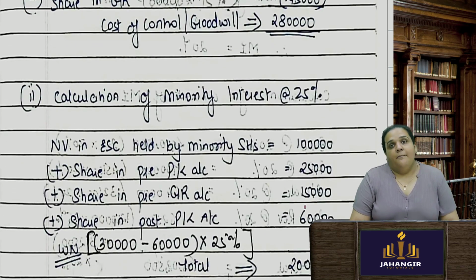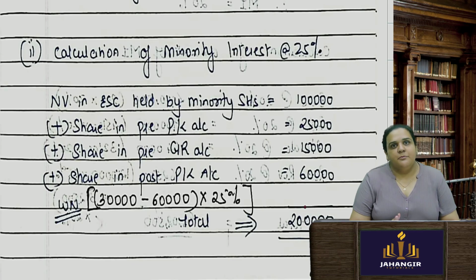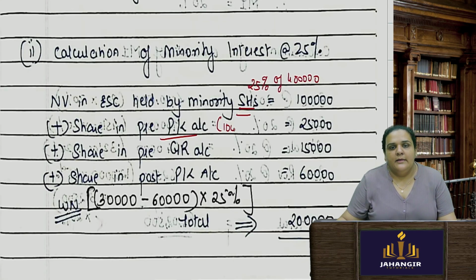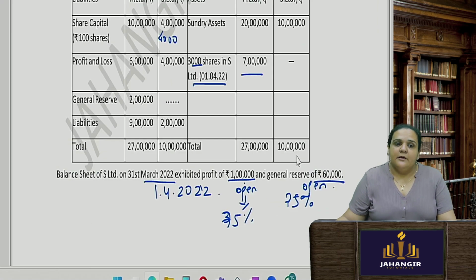Right? For minority interest 25%, both pre and post profit I will need. Correct? So equity share capital of the minority shareholders will be 25% of 4 lakhs. So that is going to be 1 lakh rupees. Share in the pre-P&L, 1 lakh into 25%, 25,000. Share in pre-general reserve, 60,000 into 25%, 15,000.